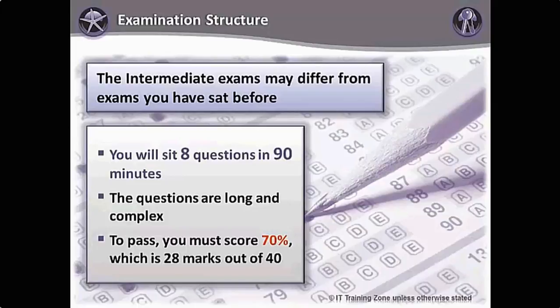The intermediate exam structure may be different to any multiple-choice exam you have sat before. You will sit 8 questions in 90 minutes. There's a lot of time available for each question, as the questions are longer and more complex than on many multiple-choice papers. To pass the exam, you must score 70%, 28 marks out of 40.